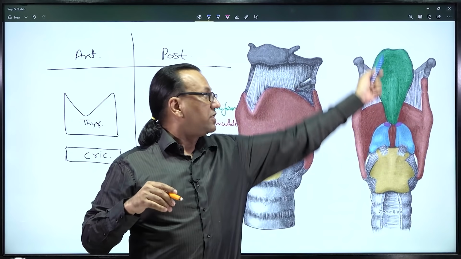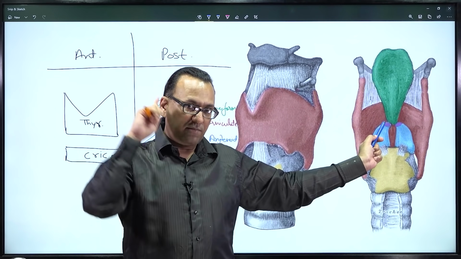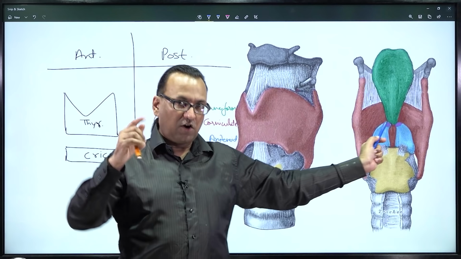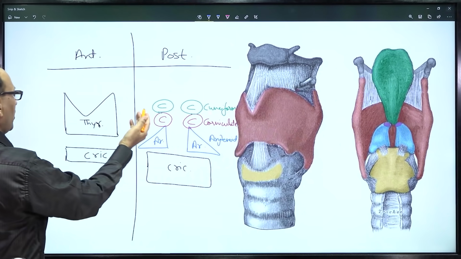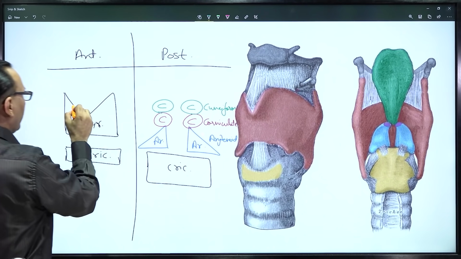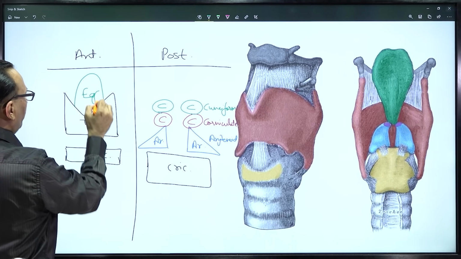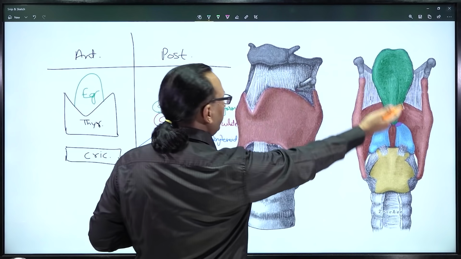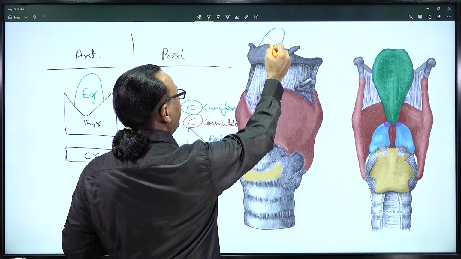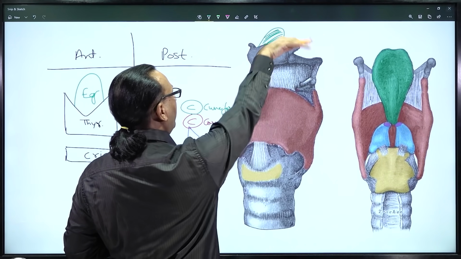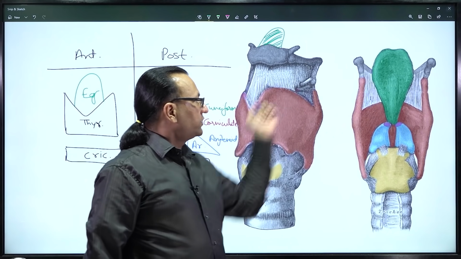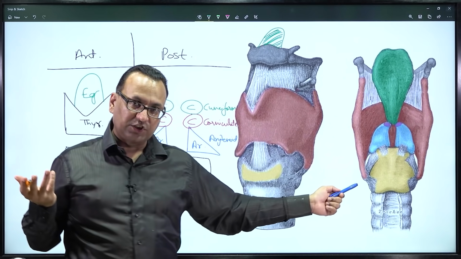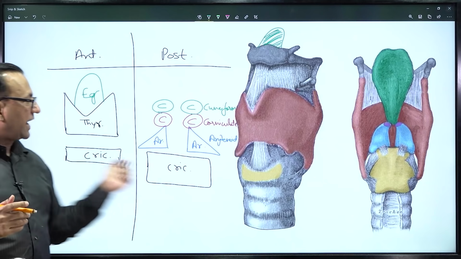You can see here, this is the only one in the midline, and it is the epiglottis. Epiglottis can be seen from the front view as well. So you can show epiglottis here from the front view as well. Though it is shown here posteriorly, it can be seen anteriorly as well, like a lid over the larynx. Now the thing is, most of the larynx cartilages are hyaline cartilage except a few.